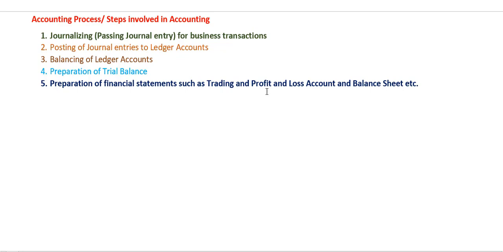So I hope now you can understand what accounting is. Accounting is the process of recording that we do by passing journal entries, classifying that we do by posting journal entries into ledger accounts and then balancing them, summarizing that we do with the preparation of trial balance and preparation of financial statements such as trading and profit and loss account and balance sheet. So this is what accounting is, and the most crucial step in accounting, the most fundamental step, is journalizing, which we have already done.